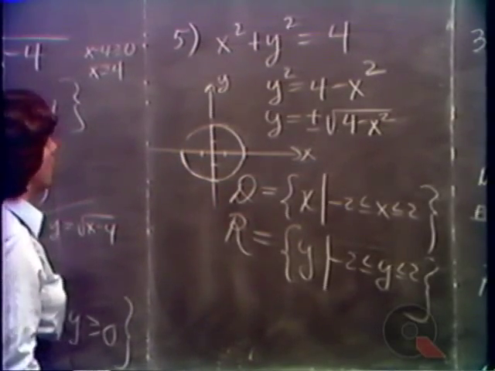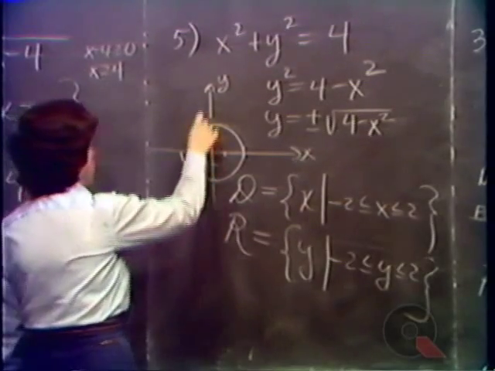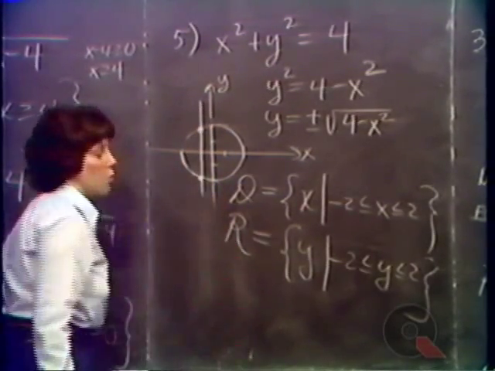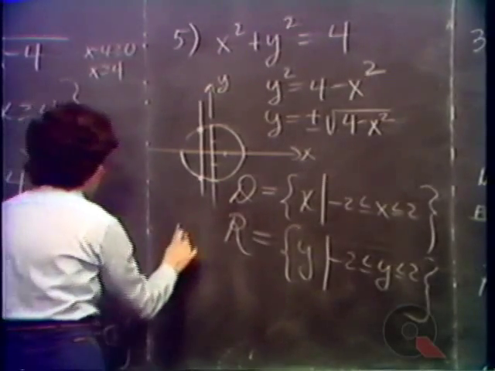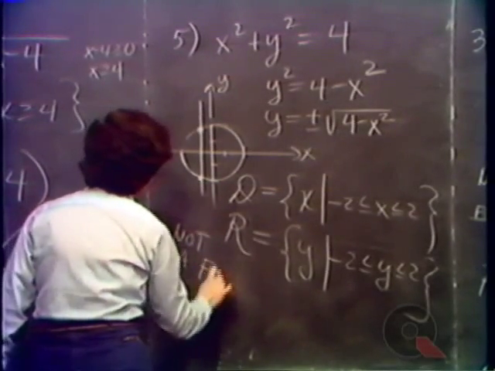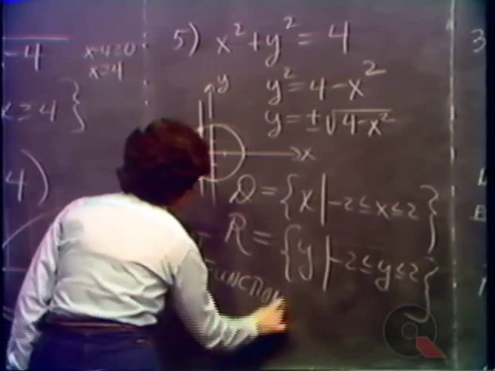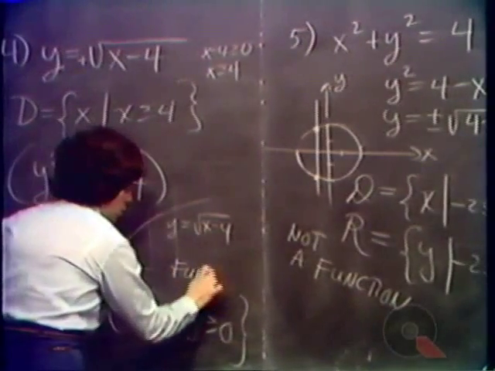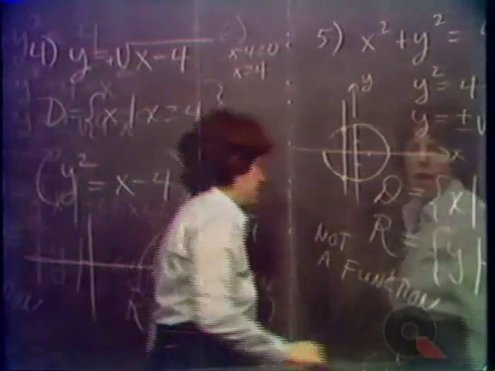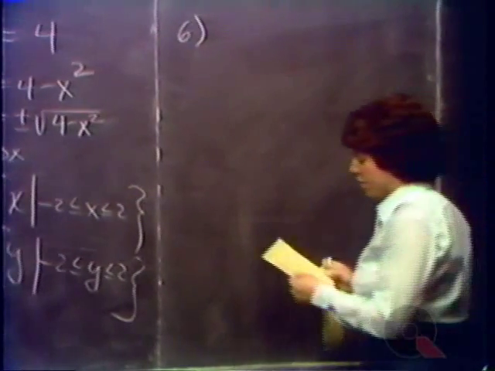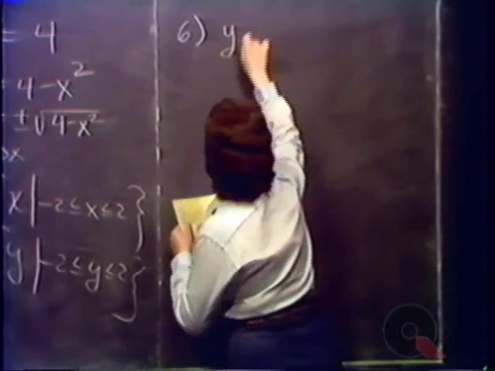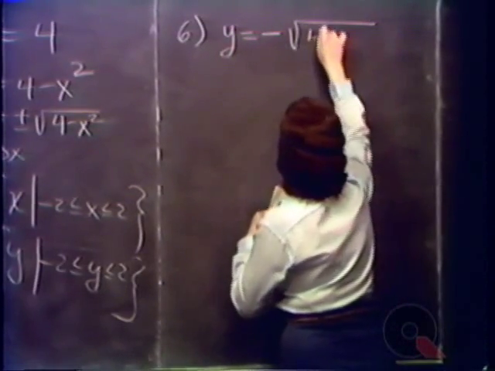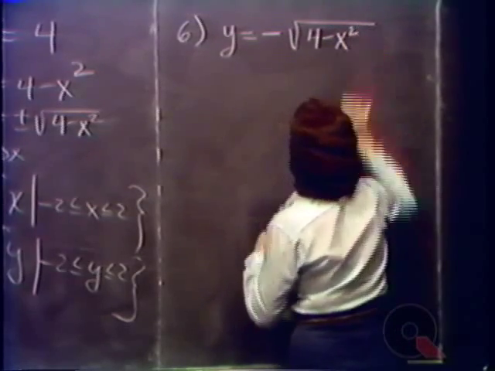And finally, this is not the graph of a function, because here we have a vertical line, and it cuts the graph in more than one spot. So this is not a function. The preceding example, of course, was a function. As our next example, let's consider y equals the negative square root of 4 minus x squared.